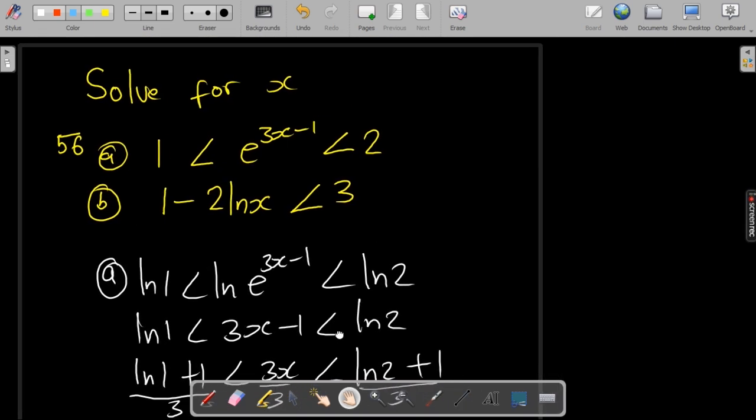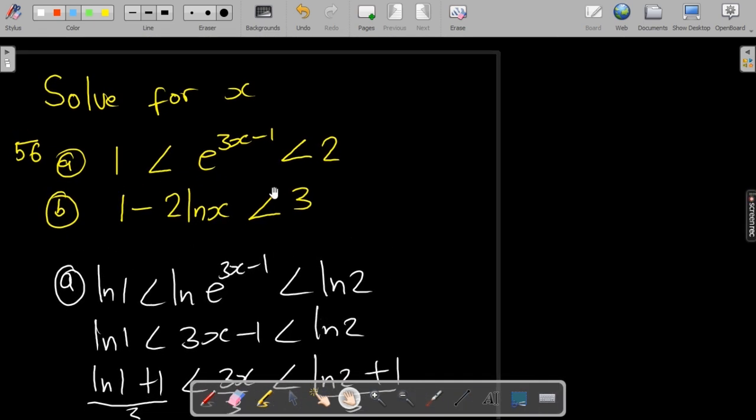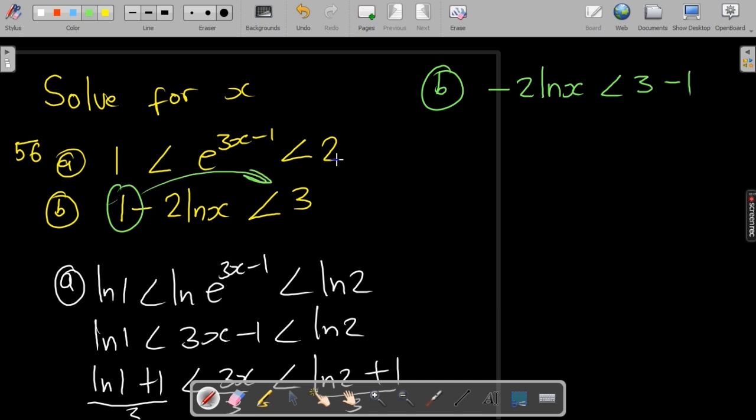Moving on to the second one, let's go on over to, I guess, this side. And we are now going to move the 1 to the right, leaving us with just negative 2 ln x less than 3 minus 1. So took this to the right hand side. And at that stage, I now have the following. 3 minus 1 would be 2.